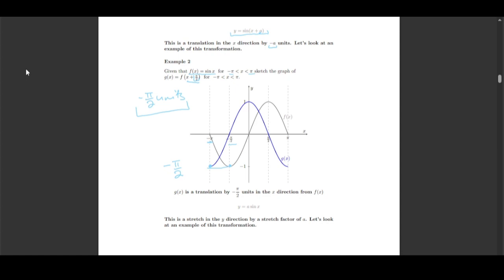Again, if you come to this point here, you notice that it has shifted by negative pi over 2 units, as well as this point by negative pi over 2 units. So sine of (x plus a), when the a is inside the brackets, is a translation in the x direction by negative a units.